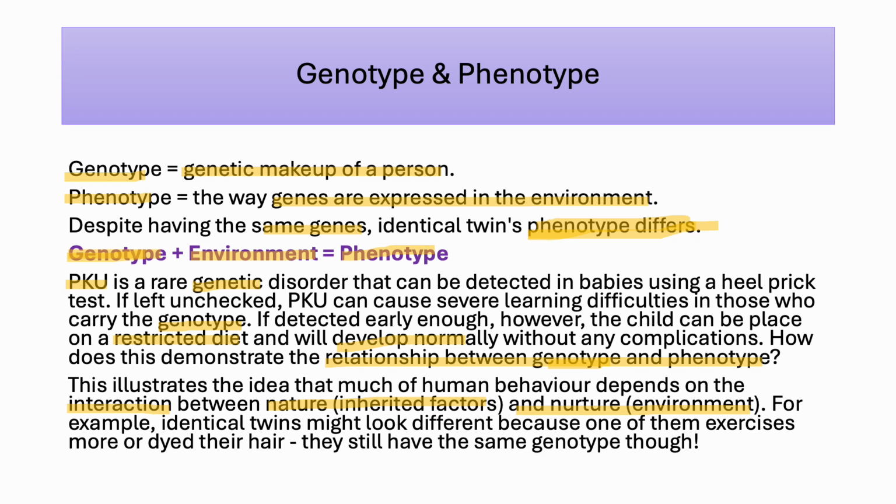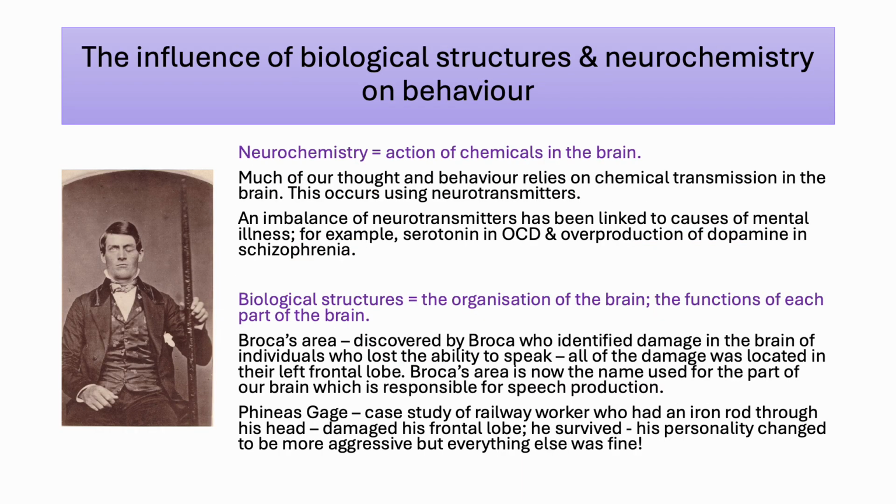So moving back towards that nature element now for the biological approach, the next thing on the specification you need to know about is the influence of biological structures and neurochemistry on behaviour. So we start by breaking down the words. Neurochemistry, neuro means brain, and chemistry is about the chemicals in the brain.